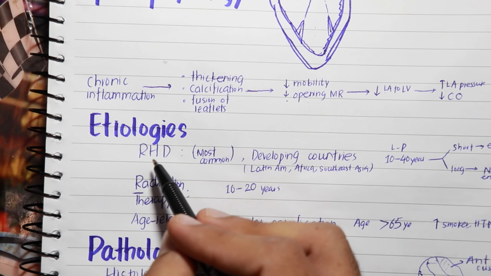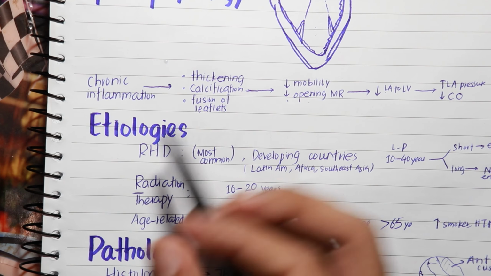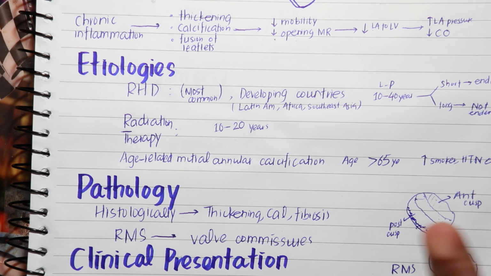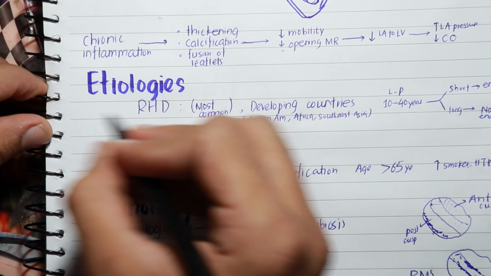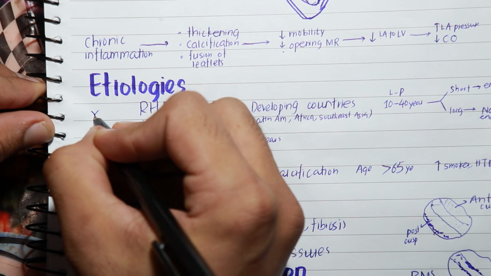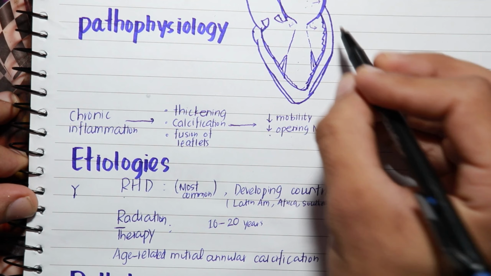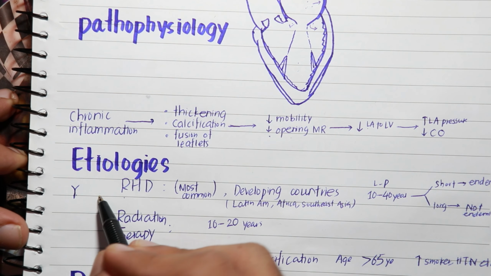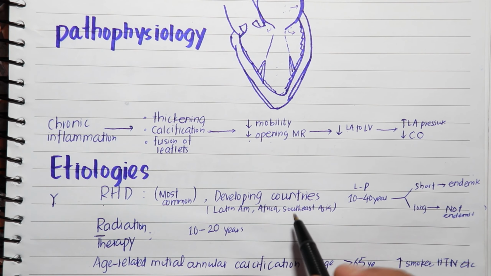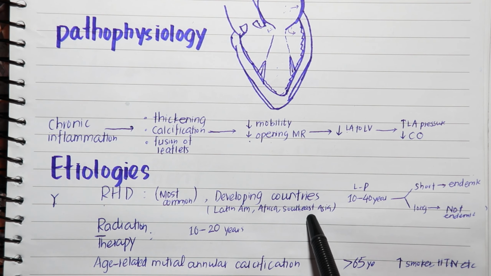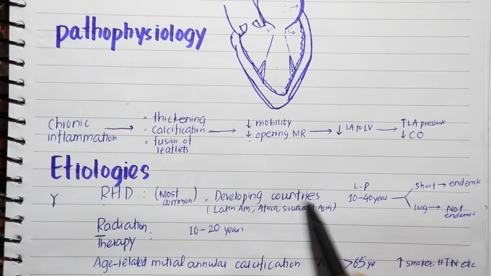Now we'll study etiologies, like what are the causes of mitral stenosis? Why is the patient having mitral stenosis? The most common cause is rheumatic heart disease. What is rheumatic heart disease? In rheumatic heart disease, autoantibodies are produced. These autoantibodies attack the body's own cells, mostly the myosin of the heart muscle, but they can also attack this mitral valve. So it is the most common reason in developing countries like Latin America, Africa, Southeast Asia, like Pakistan, India, Nepal, etc.